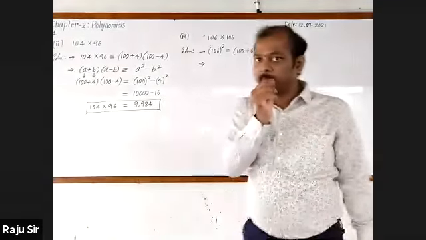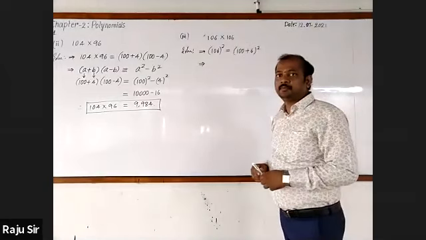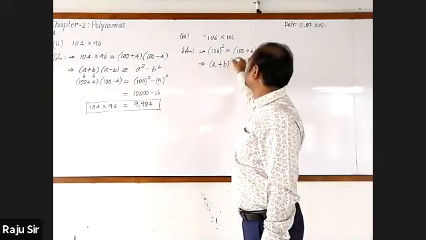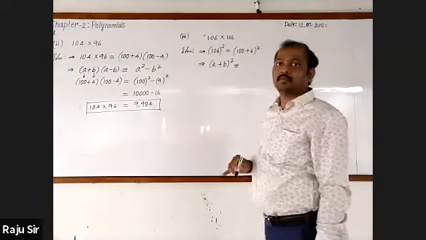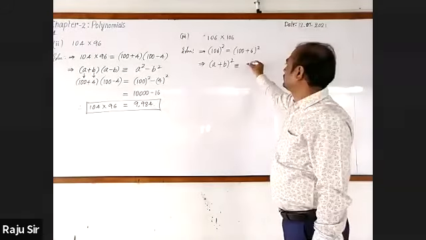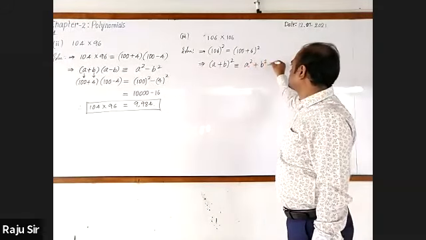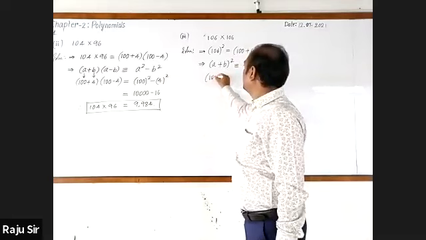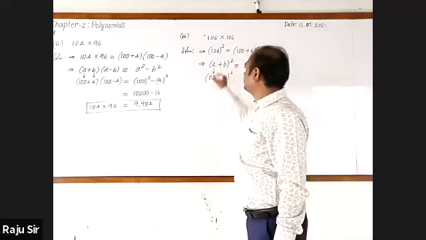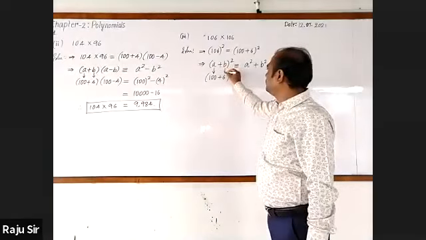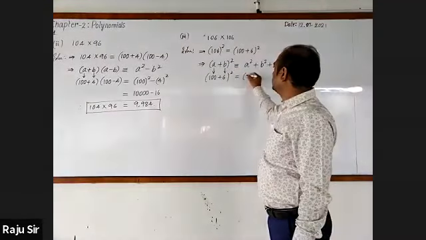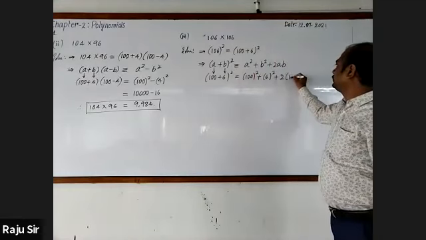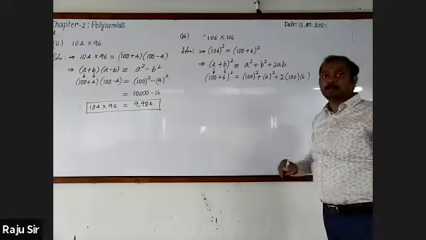Gagandeep, tell the identity A plus B whole square. A square plus B square plus 2AB. Now substitute here 100 plus 6 whole square. In place of A, 100 is there. In place of B, 6 is there. We can write it as 100 whole square plus 6 whole square, then 2 into 100 into 6.